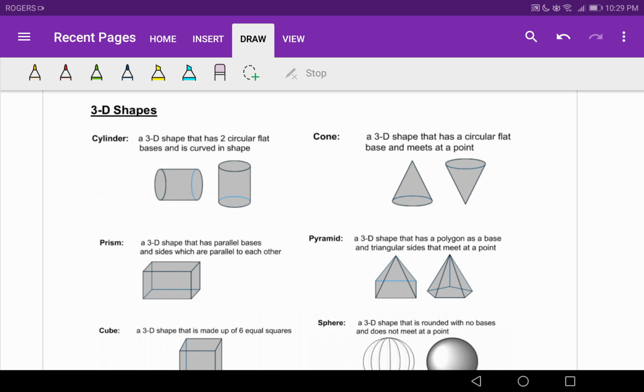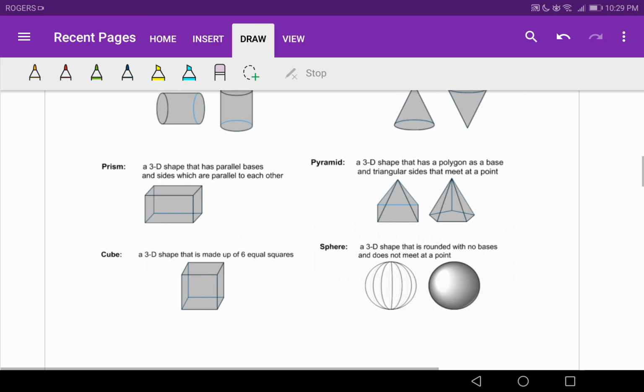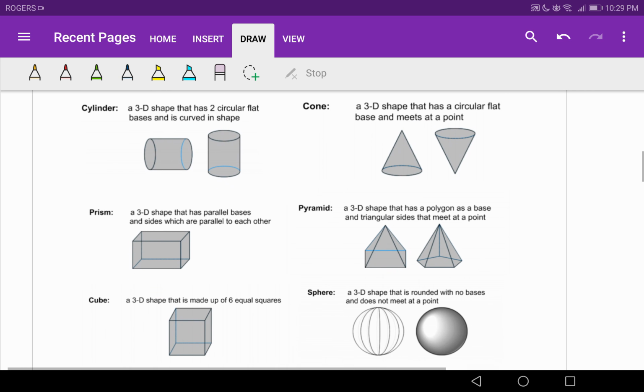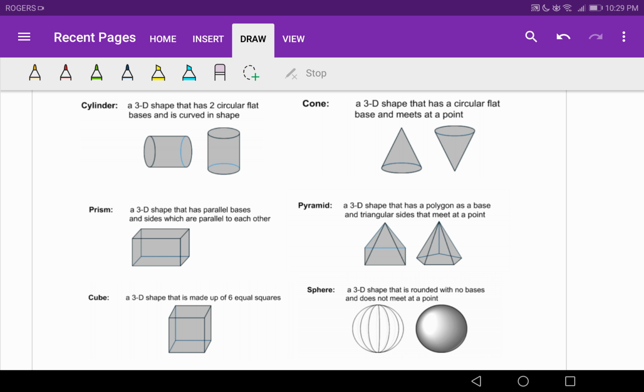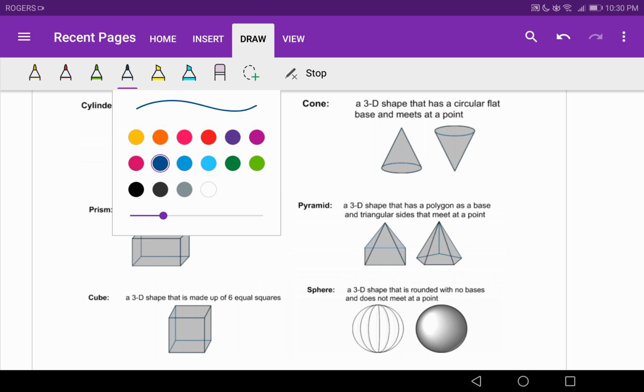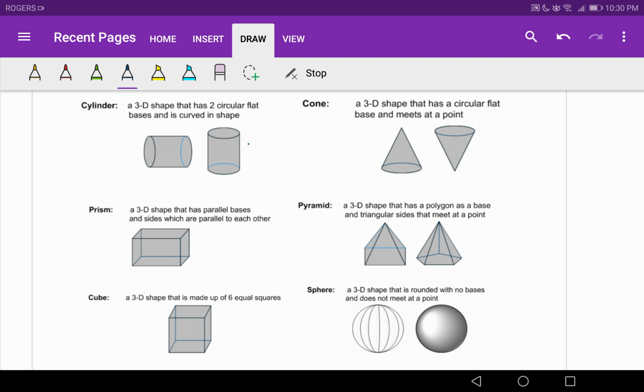Here we have a list of different 3D shapes, pretty much all of the ones that we're going to be dealing with in the next few lessons. All right, so the first one being a cylinder, the second one being a cone. All right, now just a quick question before we move on, because there's a similarity here between this cylinder and the cone.